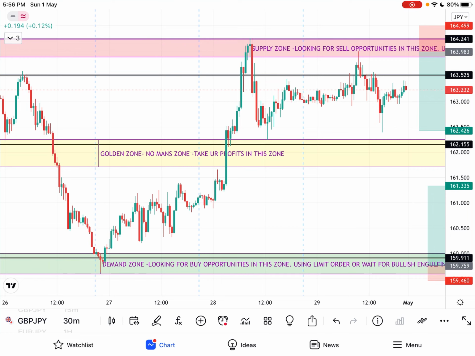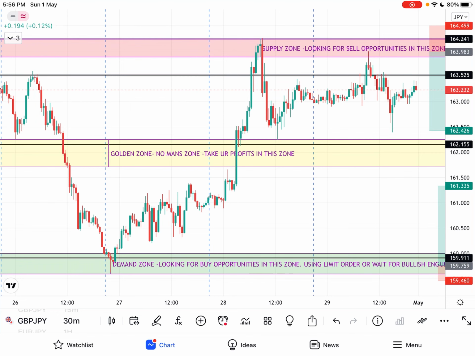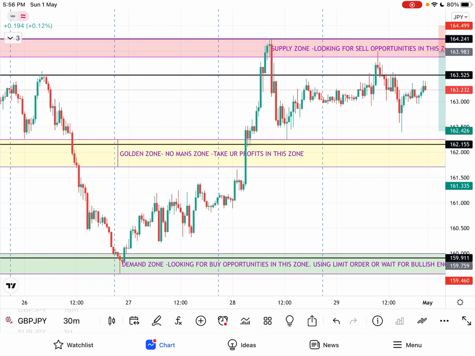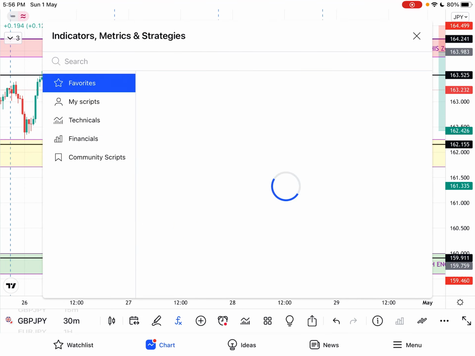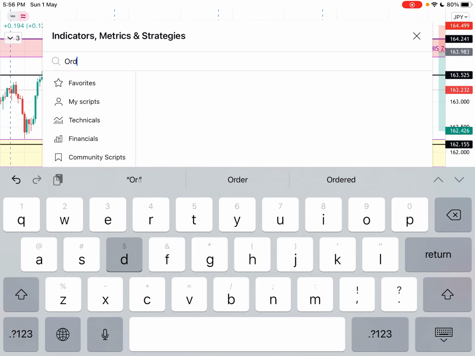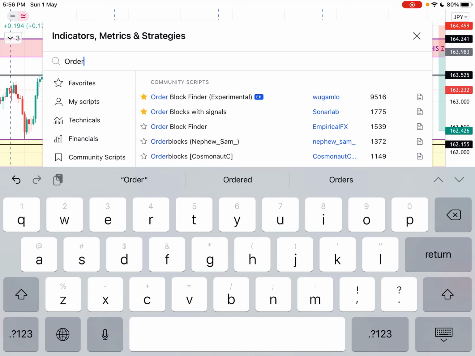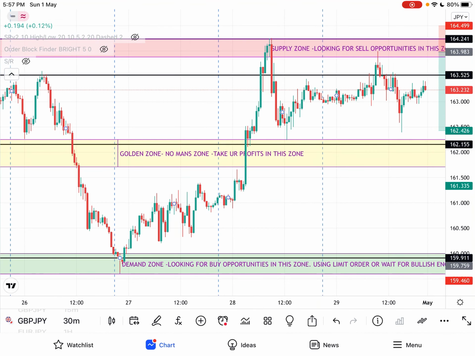Is that okay? So now, how do I spot my order block on this chart? Given this chart, where can I see an order block? Okay, so we are going to use this indicator. It's called the order block finder. So that's the first one. Order block finder experimental by Wugamlo or Wigimlo. It has like 9,500 community likes on the script.